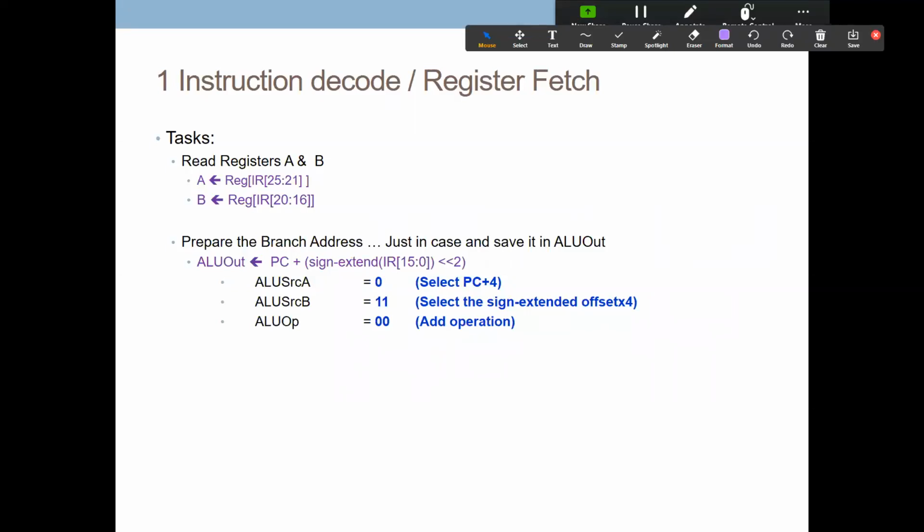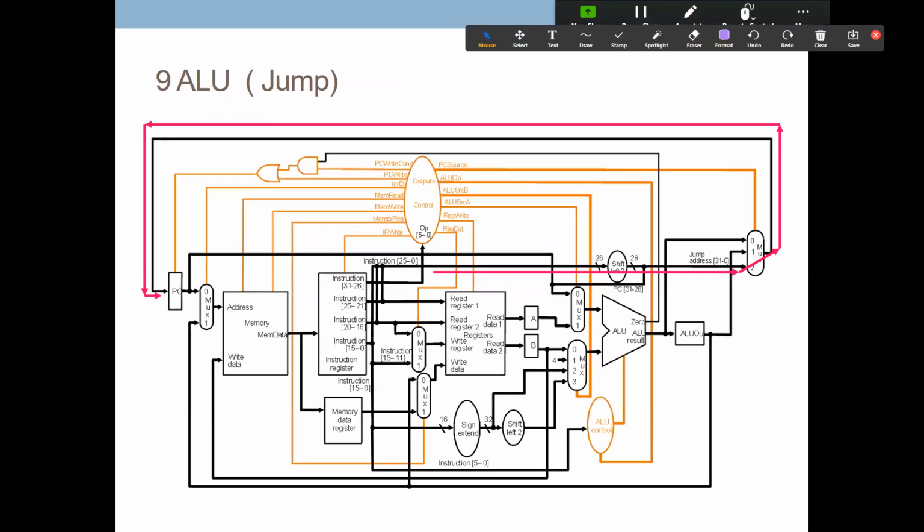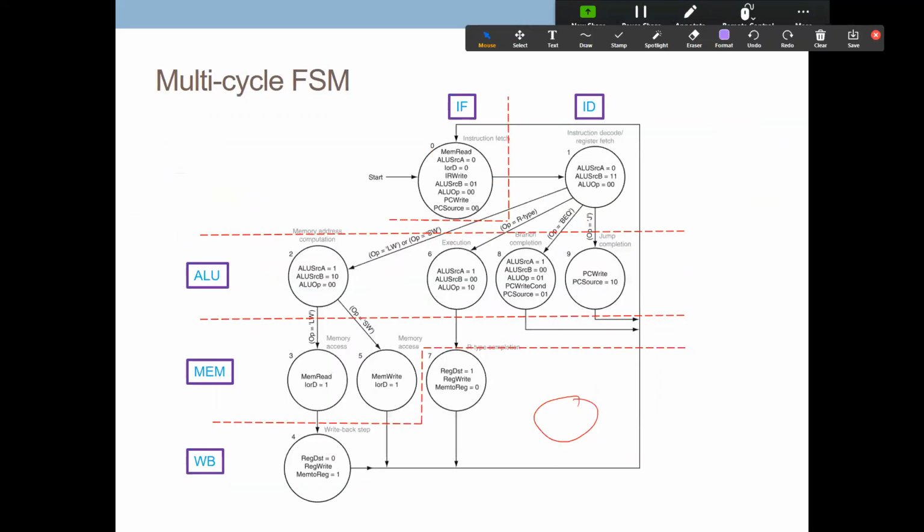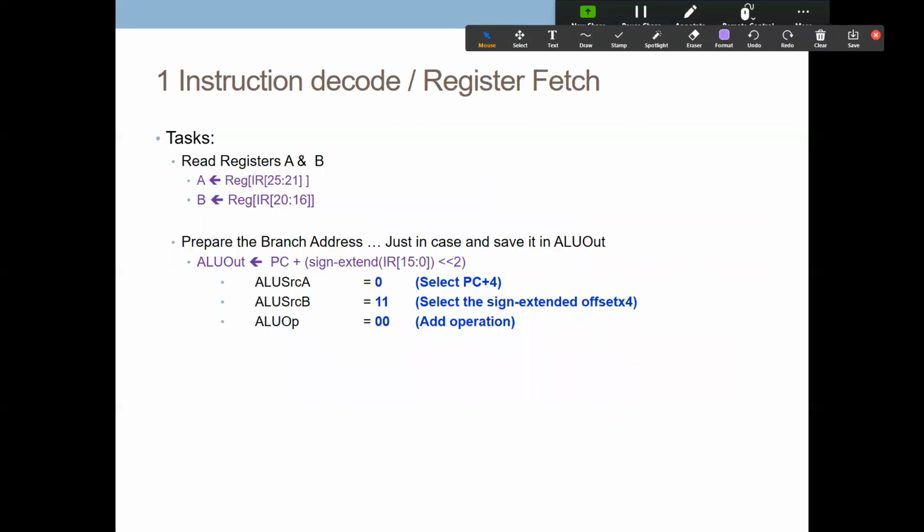Now these two stages we finished are common to all instructions. Now things will start being different. So we'll jump from state 1 to state 9. So this is state 9, okay. State 9 is for the jump instruction. Okay. Like state 8 for branch, and we'll start with state 9, assuming I had a jump instruction.